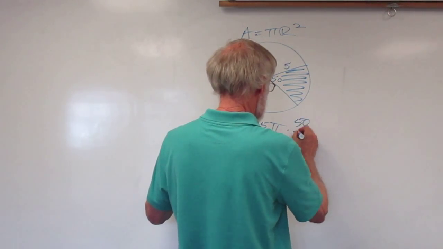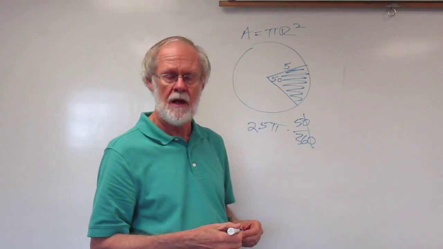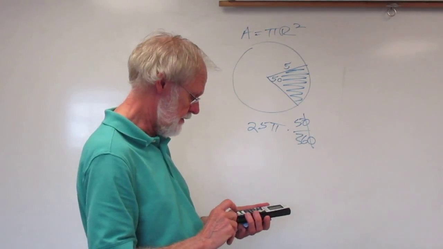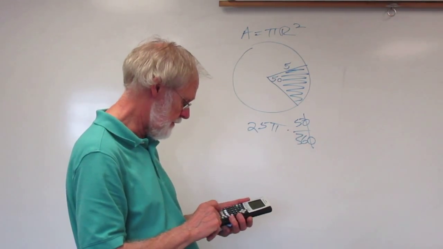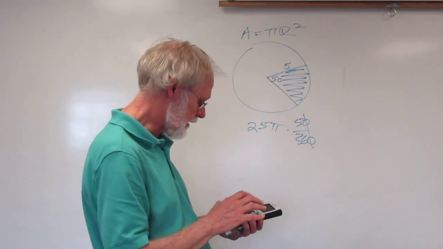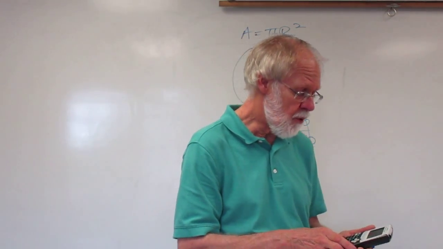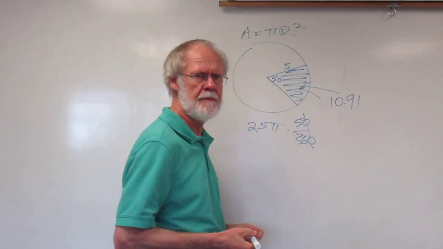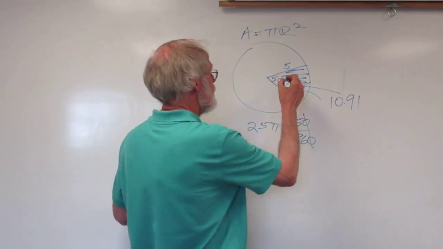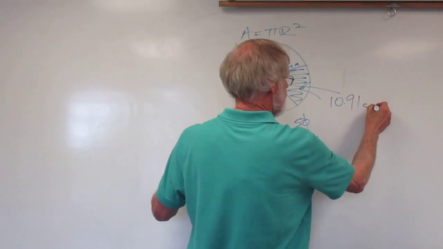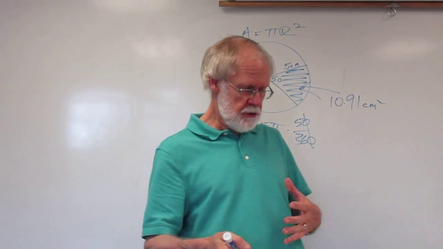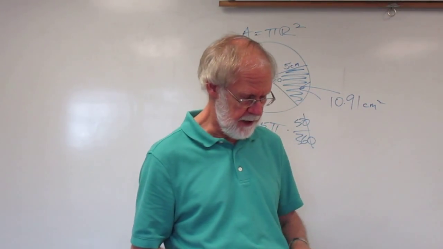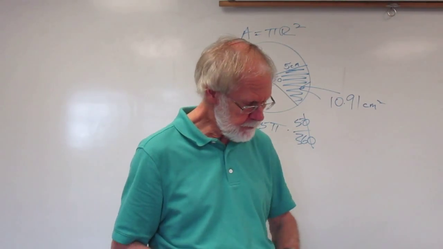So times 50 over 360, knock out a 0, and I get 5 over 36 times 25 times pi, 10.91. So the area of that sector is 10.91 square units. If this was centimeters, this would be centimeters squared. Two different processes that are very similar, one to find an arc length and one to find the area of a sector.